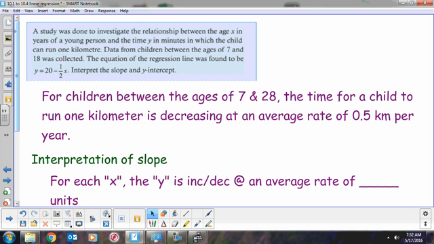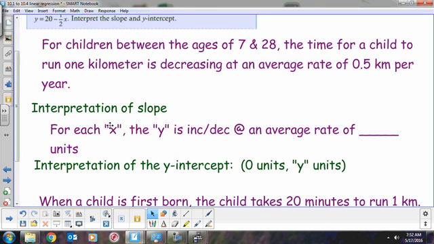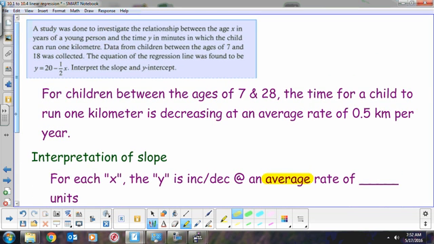So when you interpret slope, for each x, the y is increasing or decreasing at an average, and we did this in calc. It's got to be average because it's Algebra 1 slope, rate of blank blank units. So if we were looking at this, it is 0.5 kilometers. That was our slope. It's negative. It's decreasing. So for the x's, for children between the ages of 7 and 28, the y, which is the time for the child to run 1 kilometer, is decreasing at an average rate of 1/2 kilometer per year.